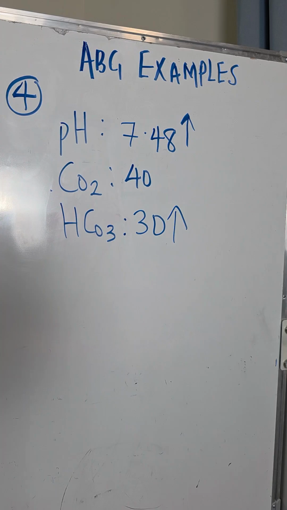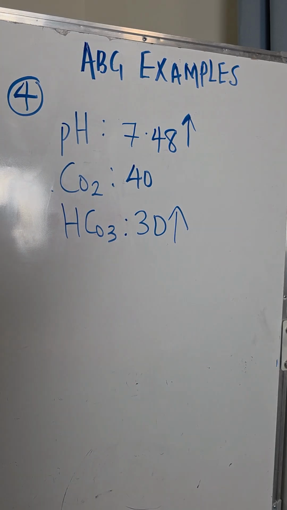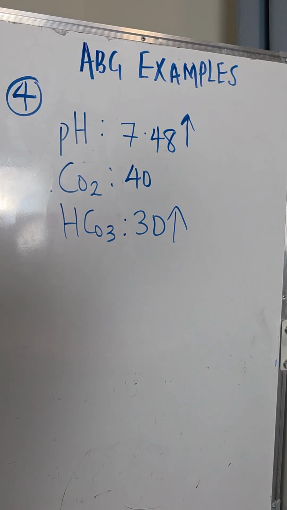These are practice examples. Let me know in the comment section if you do understand or you need more clarification. We would be closing up with part 1. In part 2, I'm going to show you how to determine whether an arterial blood gas is uncompensated, partially compensated, or fully compensated.